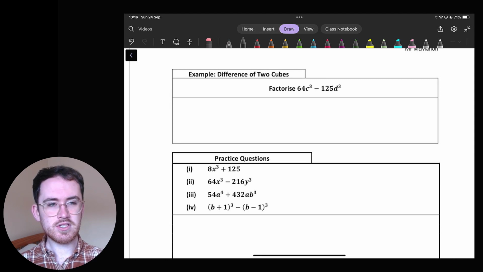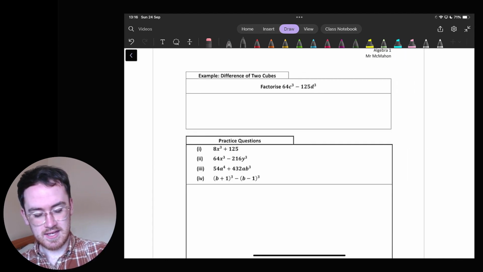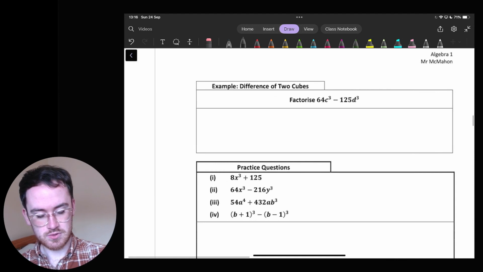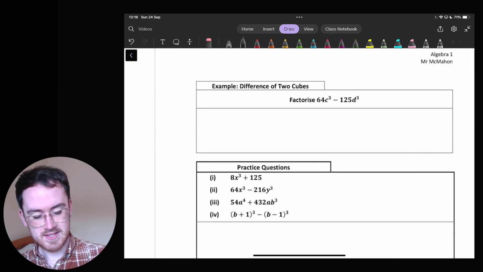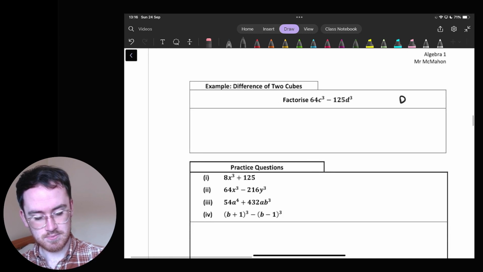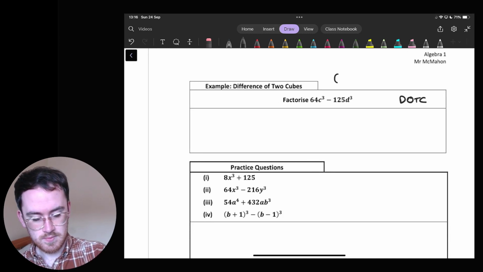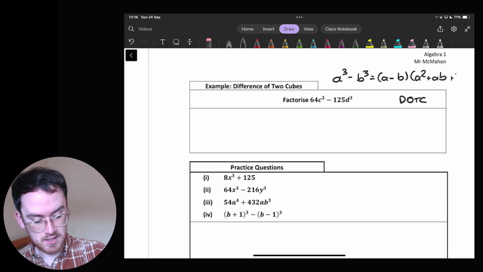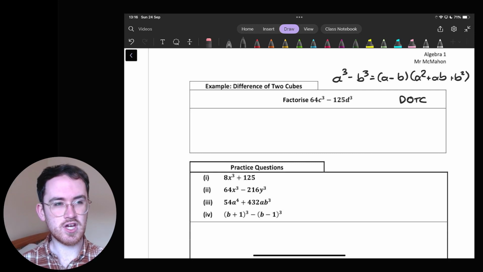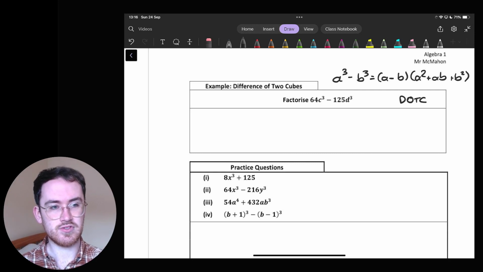So the first thing we want to do is note that it's going to be a difference of two cubes. We can see that straight away from the fact that we have that minus in between our two terms there. We maybe write out our formula. So that is a cubed minus b cubed is a minus b, a squared plus ab plus b squared. So that's our general formula for a difference of two cubes.